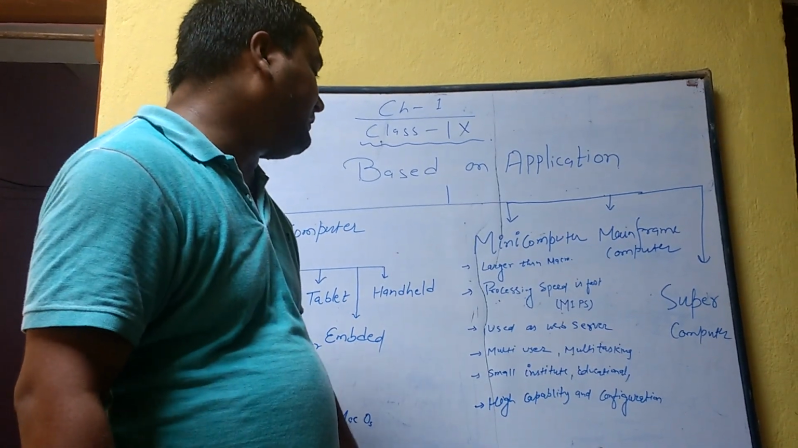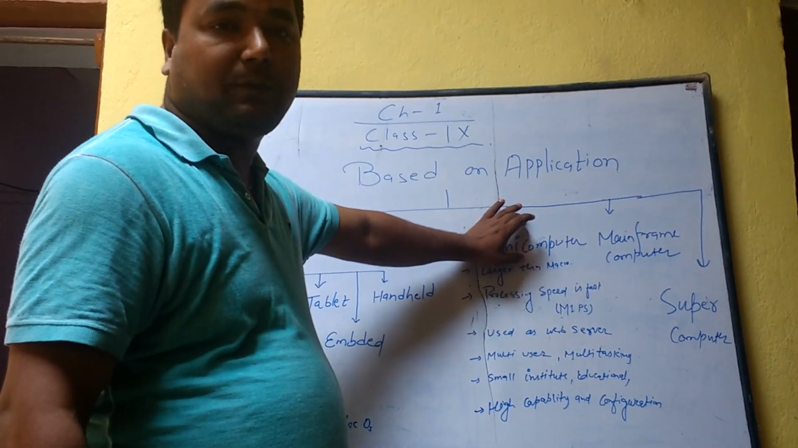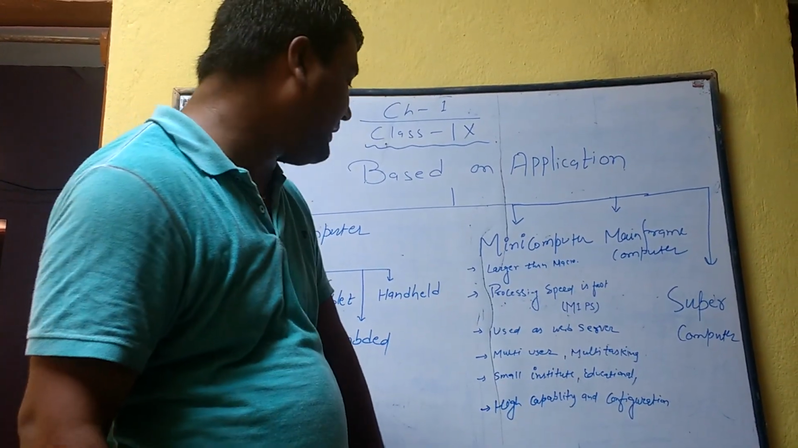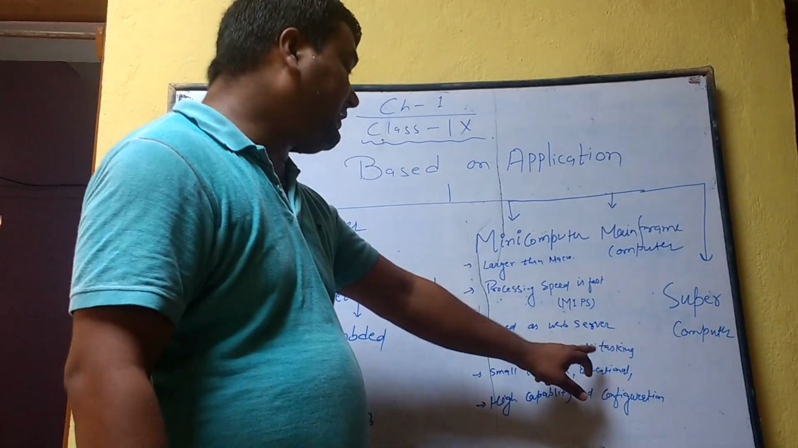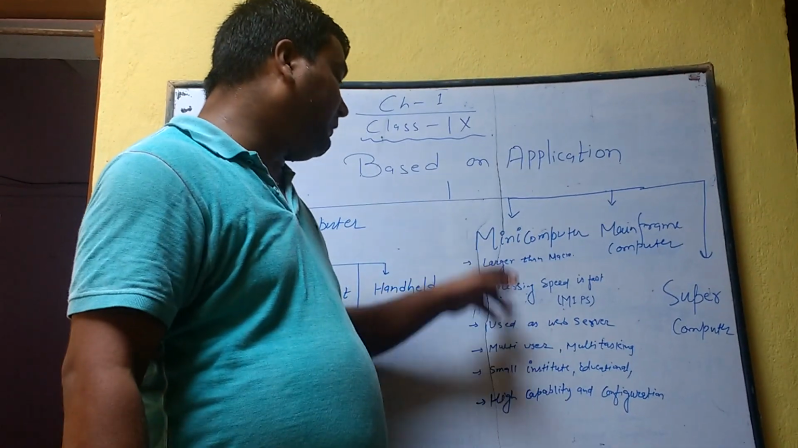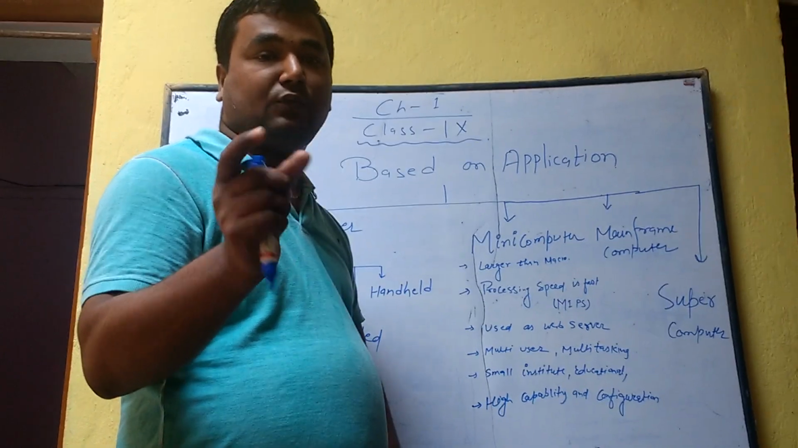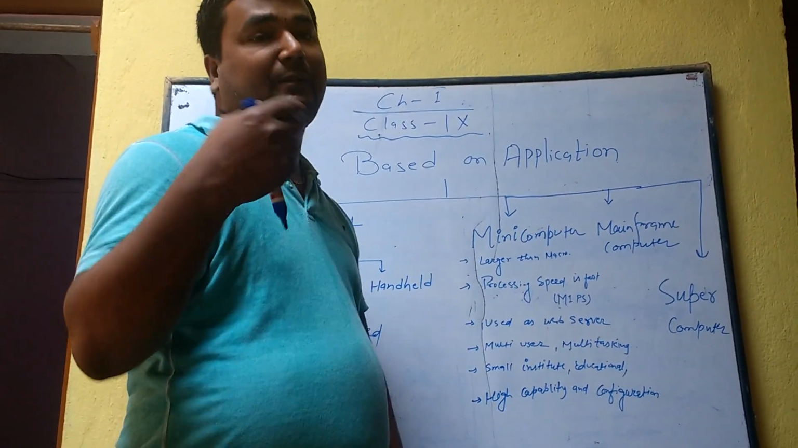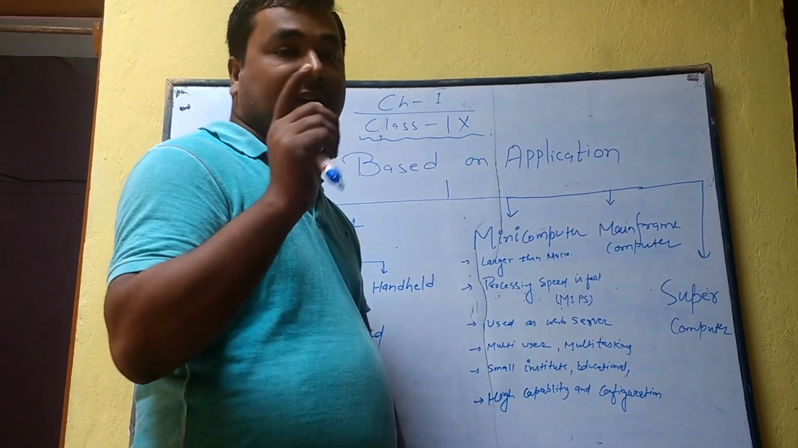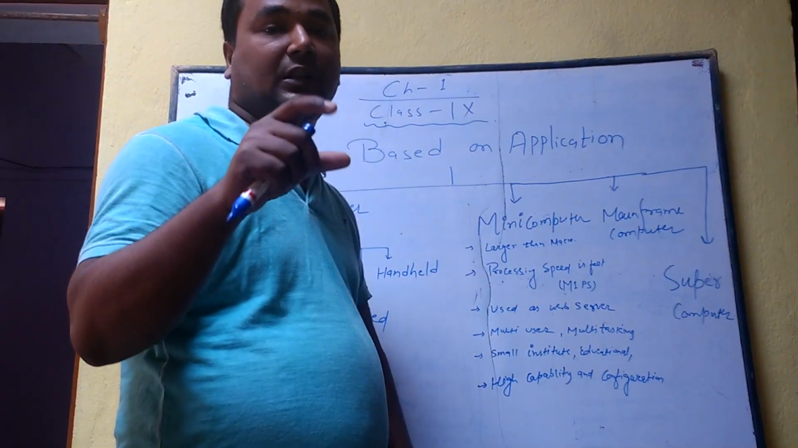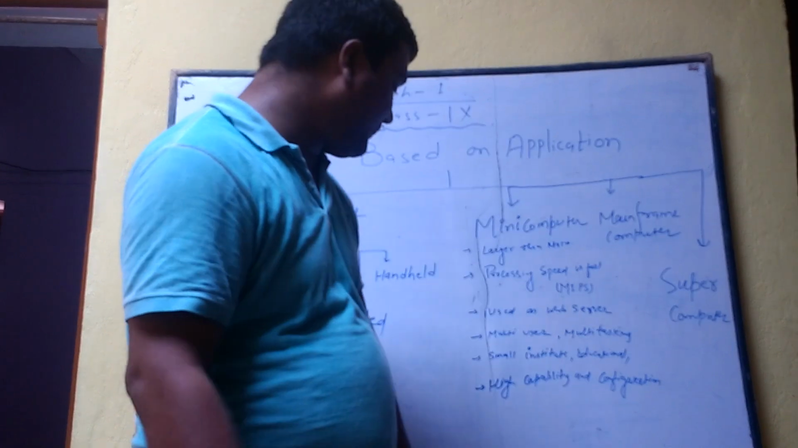Clear? That means it is a multi-user device. That means more than one user can work at a time. Okay, and multitasking. Generally mini computers are used as web servers. A web server means a small server which is used to store web pages and which can be accessed from any place. A web server can be accessed by multiple users to see the web pages.